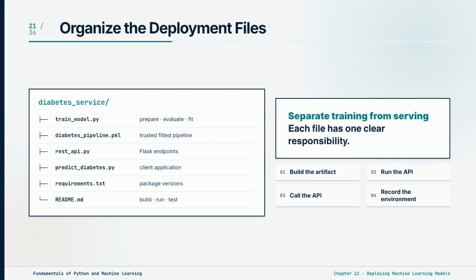Organize the deployment example into separate files. train-model.py contains data preparation, model evaluation, final fitting, and artifact creation. The pickle file contains the fitted pipeline. rest_api.py exposes the HTTP endpoints. predict-diabetes.py is the simple client. A requirements file records the required packages and versions. The README explains how to build, run, and test the project. Separating training from serving makes the workflow easier to understand and maintain.